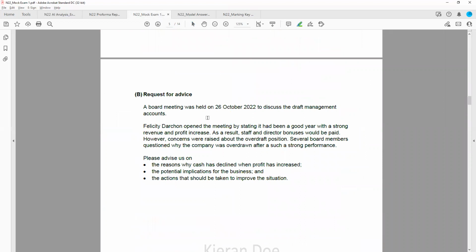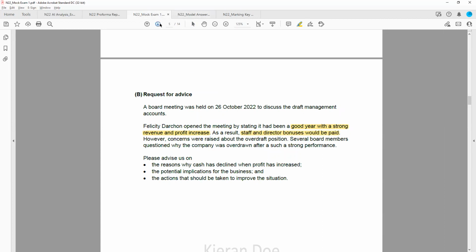So it's actually quite small here. So we've got: board meeting was held on the 26th of October 22 to discuss the draft management accounts. The CEO opened the meeting by stating it had been a good year with a strong revenue and profit increase. So yeah, certainly would agree with that. That has been the case. As a result, staff and director bonuses would be paid, and we'd already picked that out.